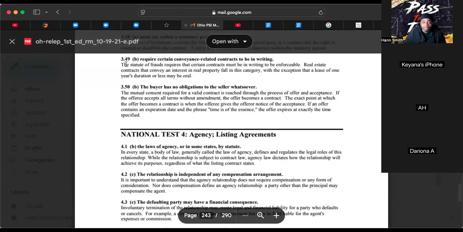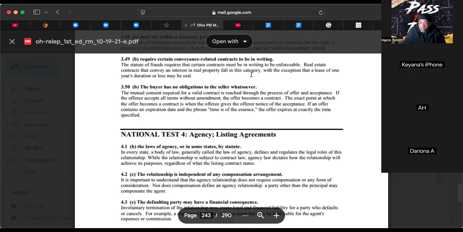So in this one, statute of frauds, this is just one we'll talk about a little bit more, but it requires certain conveyance-related contracts. When they say conveyance-related contracts, that's the one that threw me off. Like, when you convey something, you give something to somebody. I see, whatever. And this one, if it says to be in writing, you want to look at any question that has.